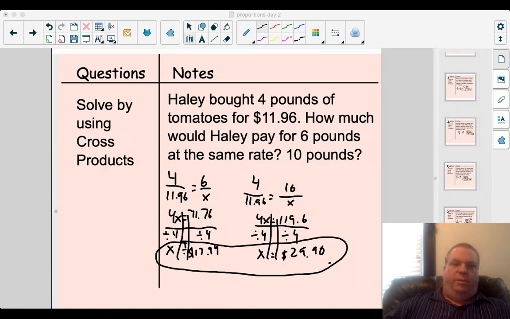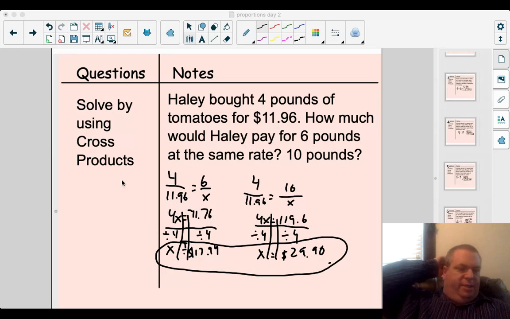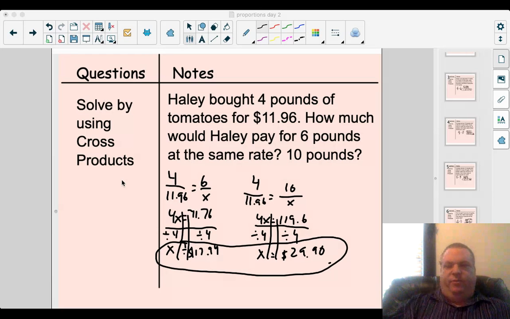All right, welcome back. Hopefully these are the answers that you got. We got 17.94 for 6 pounds and 29.90 for 10 pounds. We set up our proportion with 4 to 11.96 in both cases, pounds on top and price on bottom. Then we had 6 pounds and the price, and 10 pounds and the price.